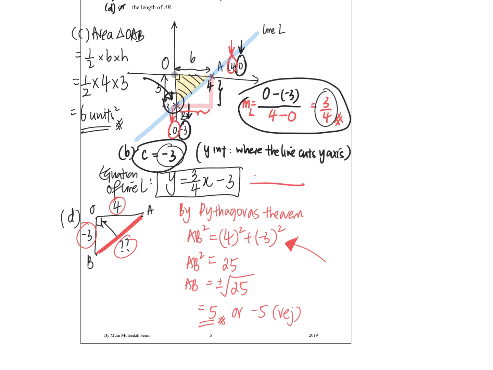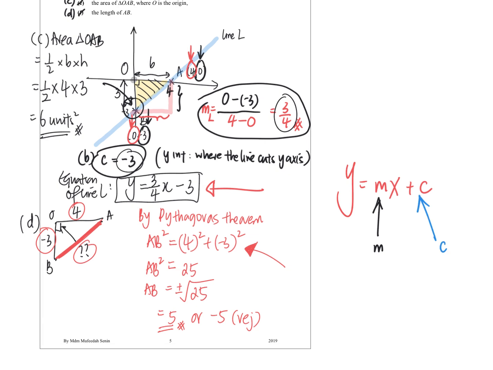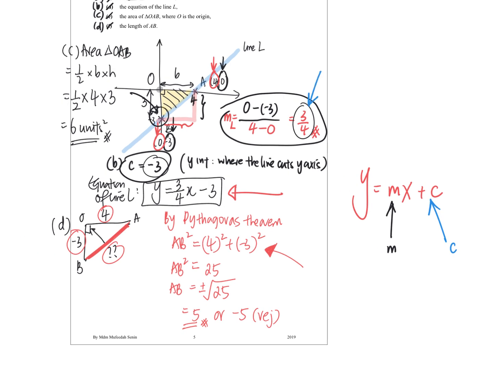Okay, remember any equation always looks like this. The only values that will change are the gradient and the y-intercept. So I already found the gradient to be 3/4, so I change it to 3/4. I already found the y-intercept to be -3, so I change that. The rest is just part of the equation. So just sub in accordingly, then you get the equation of the straight line. These two don't change. It's always there.